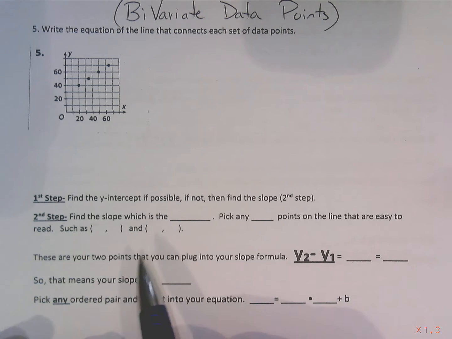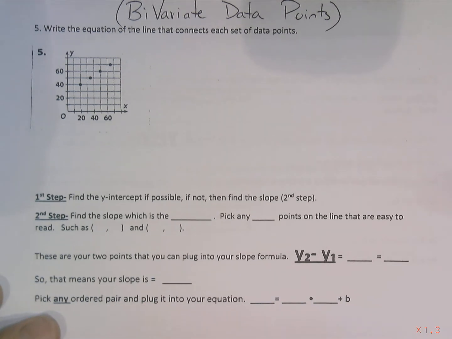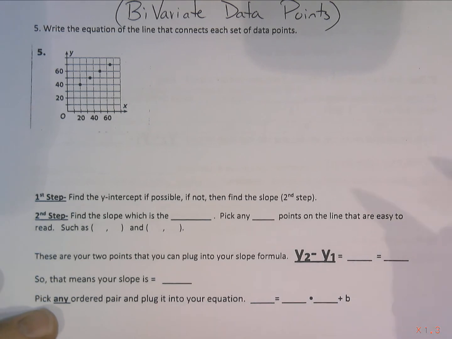So the first step is to find the y-intercept if possible. Obviously we can't do that, so we can go straight to the second step. The second step is to find the slope. So the slope is rise over run.